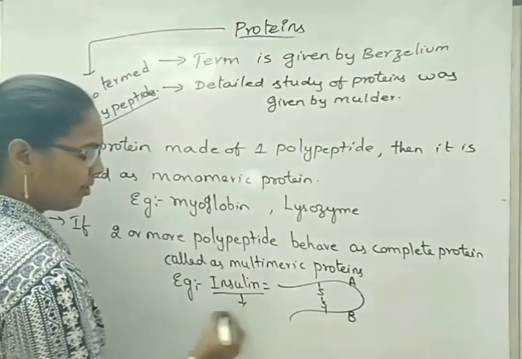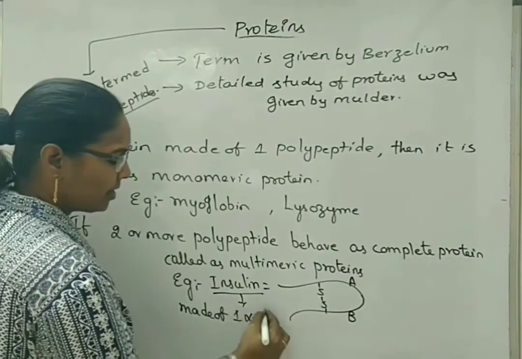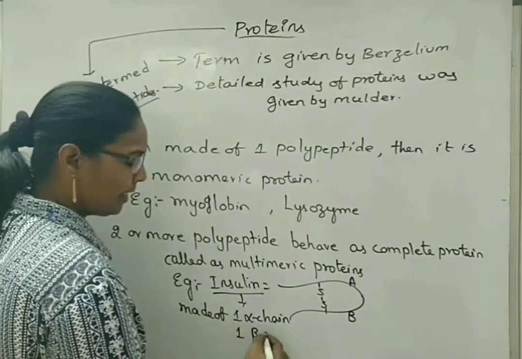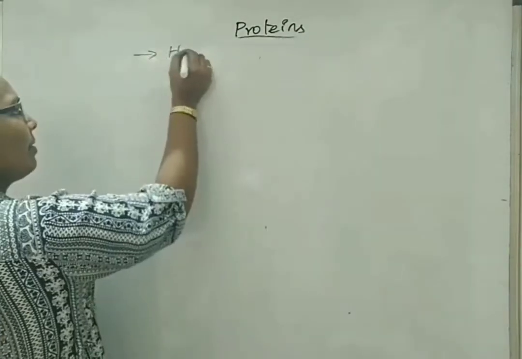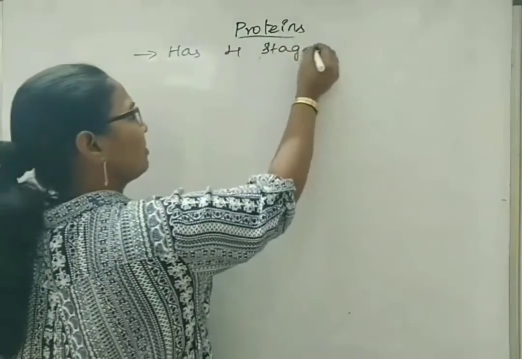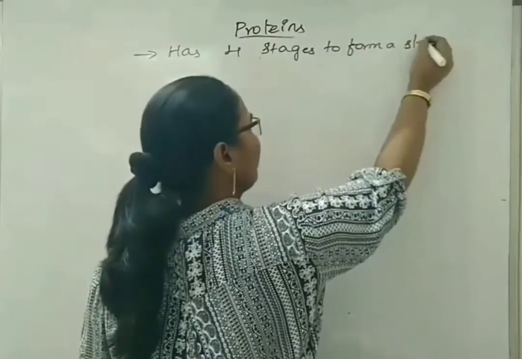So insulin is made of one alpha chain, meaning A polypeptide, and one beta chain, meaning B polypeptide. A protein has 4 stages to form a structural or complete protein.